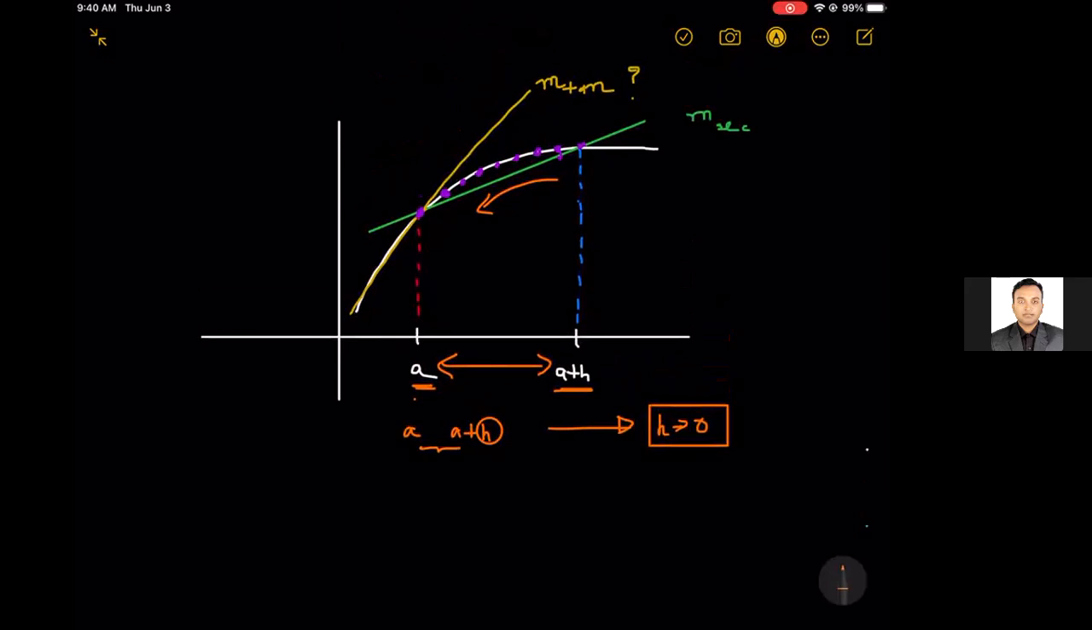Anyone? Any concerns about it? I'm just reiterating the same thing we have seen in the previous graph, nothing else, since we are trying to go to the definition of derivative, okay?